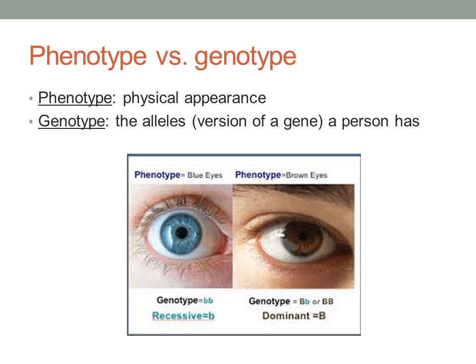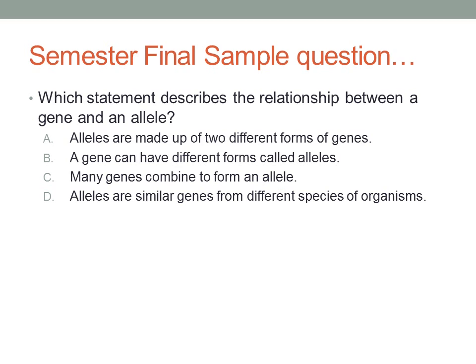On the right-hand side, we see someone with brown eyes, so their phenotype or physical appearance would be brown eyes. The genotype, or the alleles that they have, could either be big B, little b, or big B, big B. And the reason why is because brown eyes are dominant. So even if someone had a brown eye gene from their mom and a blue eye gene from their dad, the brown eye gene would win out and you would only see brown eyes.